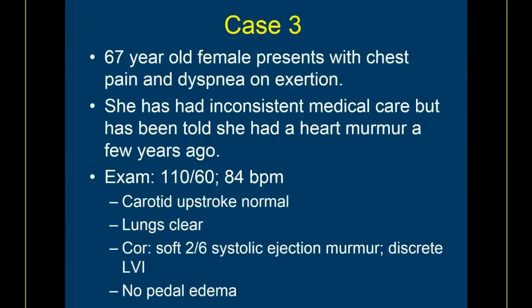So let's go on to our next case. This is a 67-year-old female who presents with chest pain and dyspnea on exertion. She's had inconsistent medical care, but was told a while ago that she had a heart murmur of some sort. Her exam upon presentation: blood pressure 110 over 60, heart rate 84. She had a normal carotid upstroke, and lungs were clear. She had a soft 2 over 6 systolic ejection murmur, a discrete left ventricular impulse, and no pedal edema.